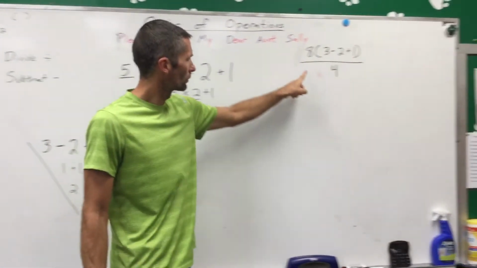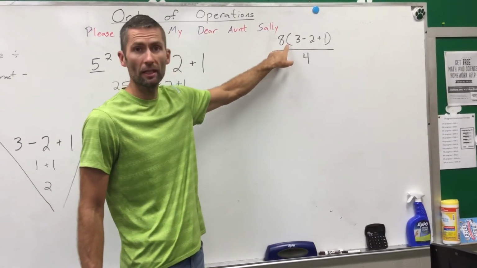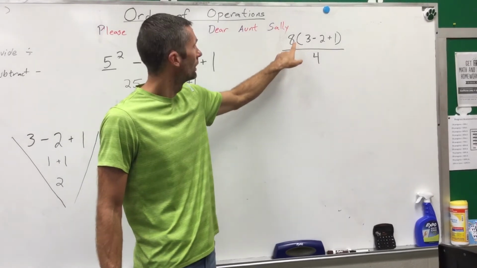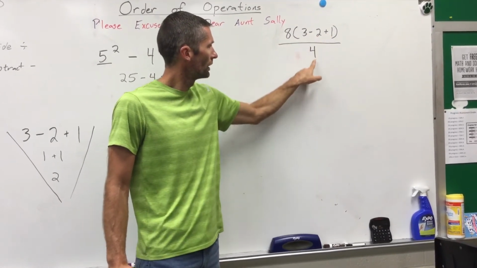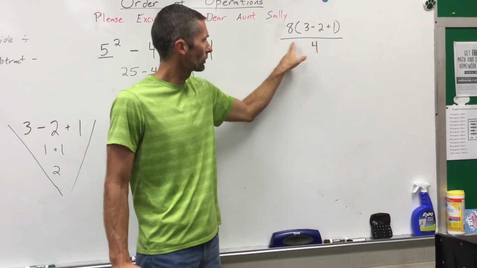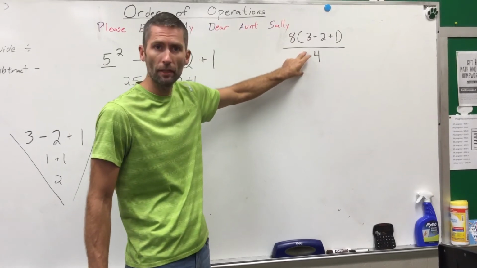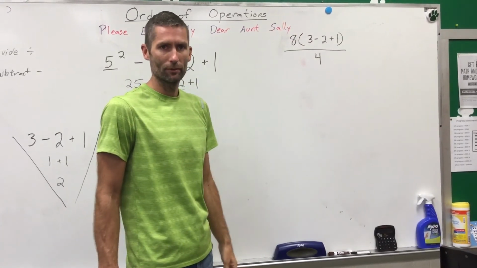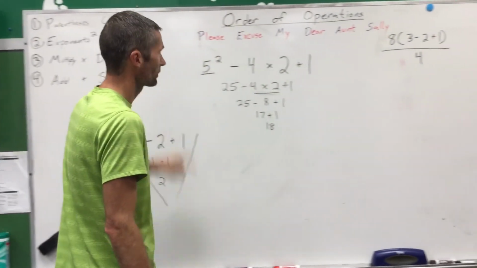All right, a little more difficult one. Over here, 8, and if we have put it next to the parentheses, that means multiply. 8 times 3 minus 2 plus 1, and then this is all over 4, so we're going to divide by 4 last. We're going to do the numerator and the denominator separate, and then we'll divide them out. So we will divide before we add or subtract on this one.